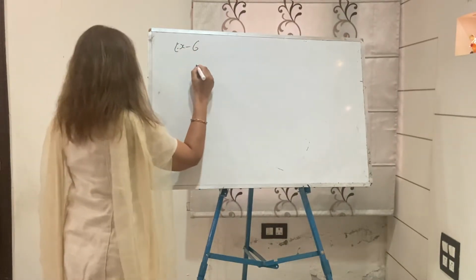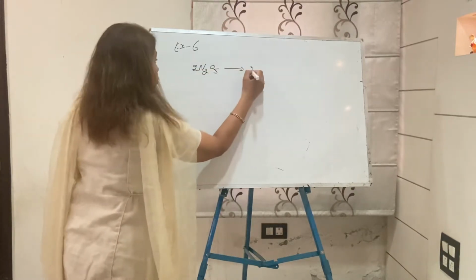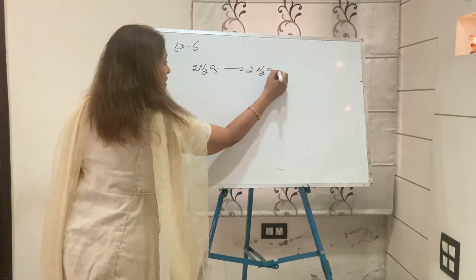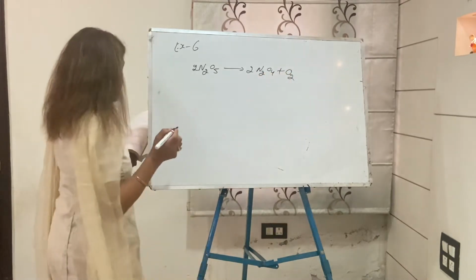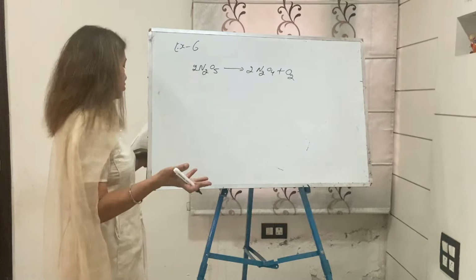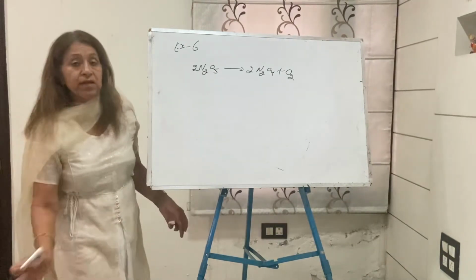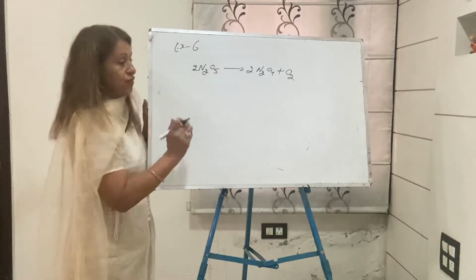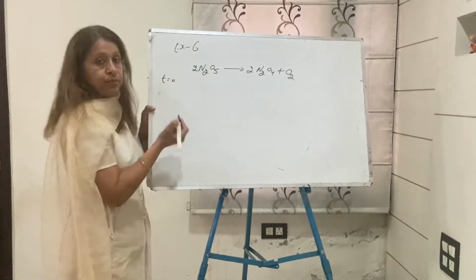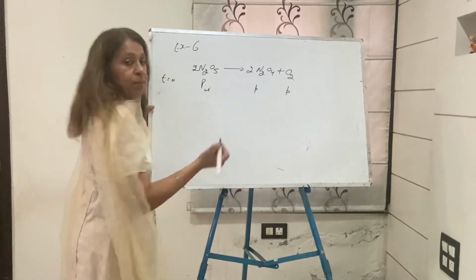The reaction is 2N2O5 arrow 2N2O4 plus oxygen. This is the reaction given, and the same type of timings and the pressure are given. The question is to calculate the rate constant. Same type of numerical, but with a little difference. Write down time 0, it's Pi, small letter p.